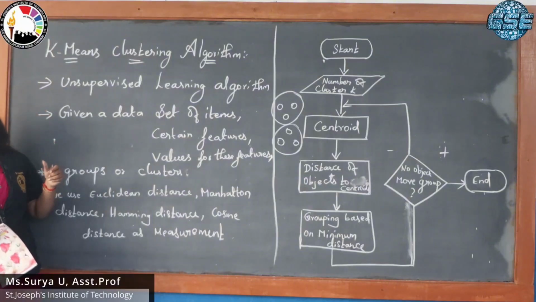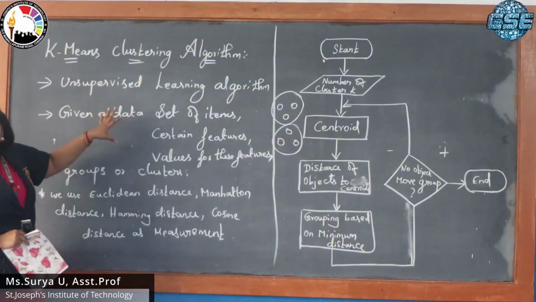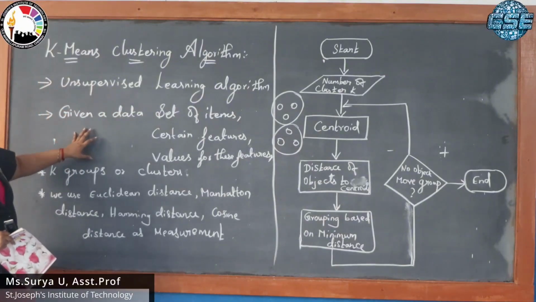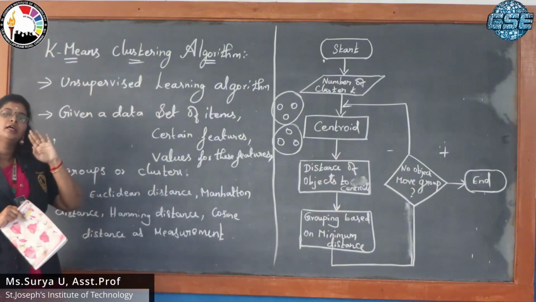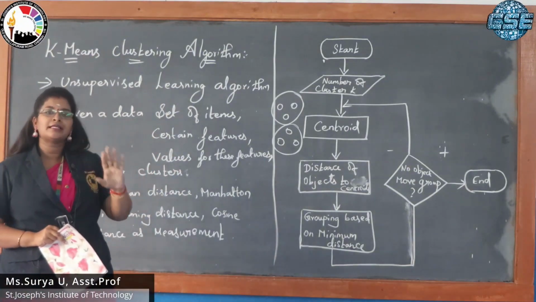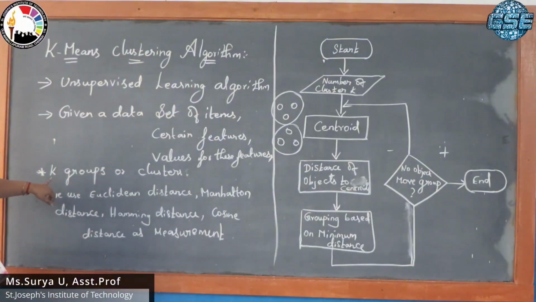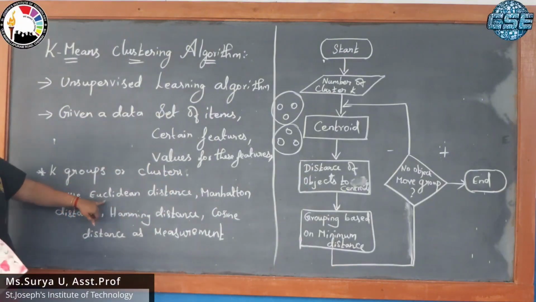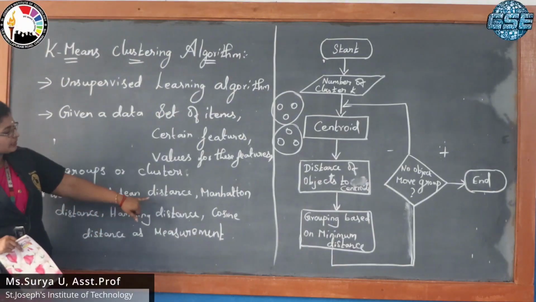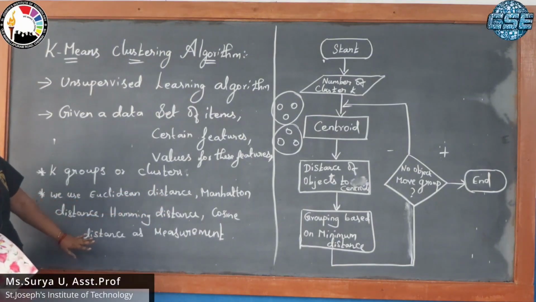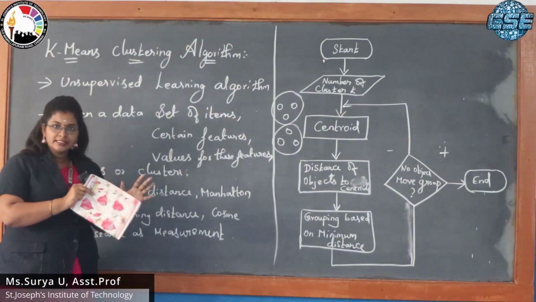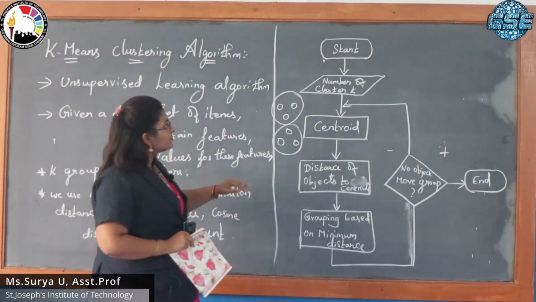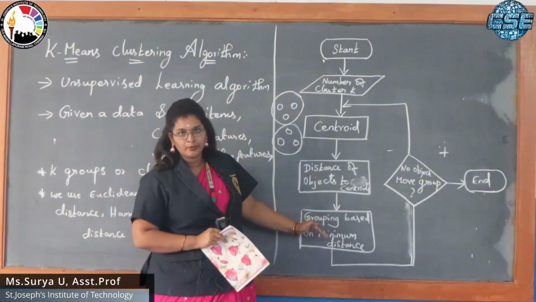Once again, what is meant by unsupervised learning? Unsupervised learning is nothing but learning from unlabeled data. Your data will not be labeled. They will give a set of items, certain features and values for those features. They will give all this data, and we just have to cluster it. That is one point. So how are we going to cluster? We can use any of these distance formulas: Euclidean distance, Manhattan distance, Hamming distance or cosine distance as a measurement. We can calculate the distances and then cluster the data points.